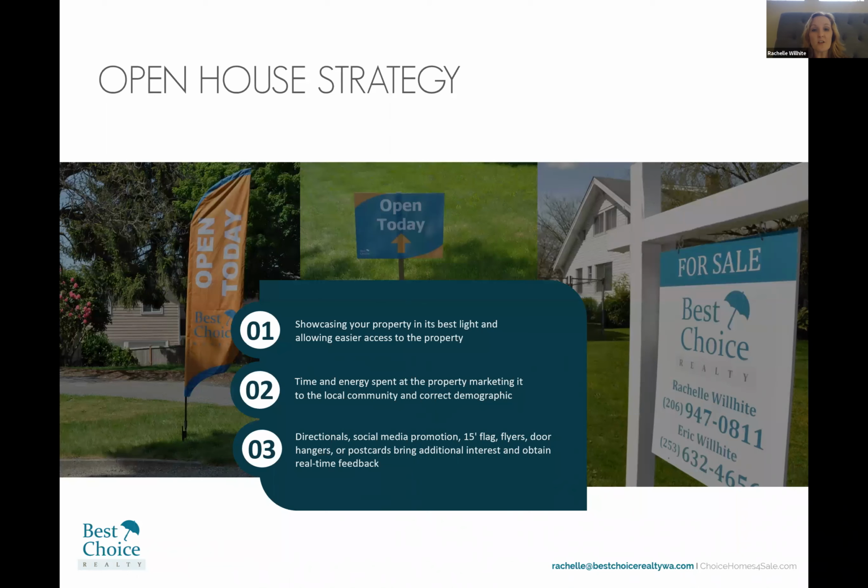Now, if your seller is kind of risk averse, they don't want to have open house, that's okay. You could eliminate this slide from your presentation, but I definitely think it's a way for you to earn your commission or show that you're involved not only in just the pricing, the preparatory, the staging, the photography, but also in the open house strategy.